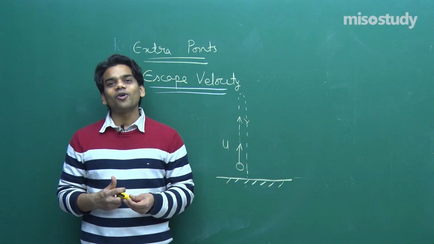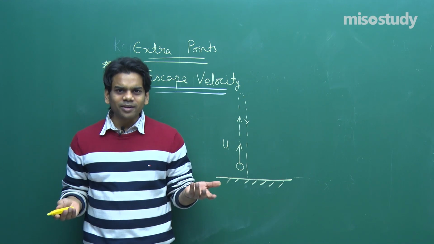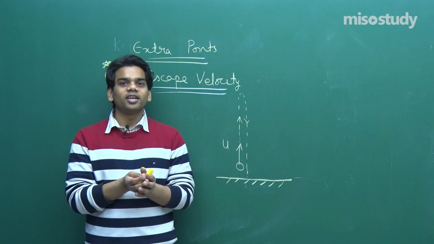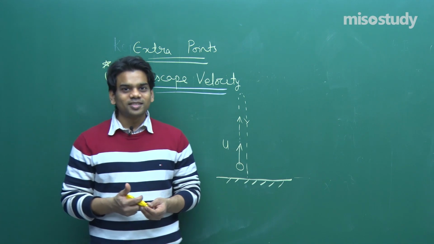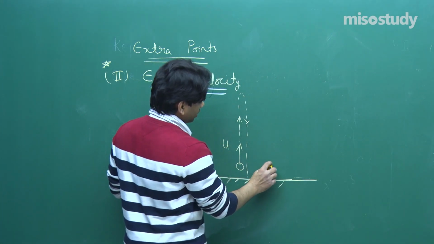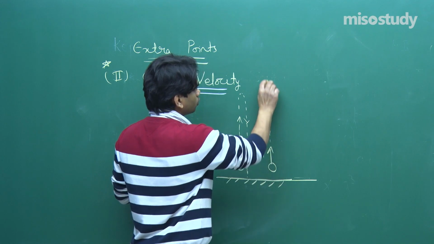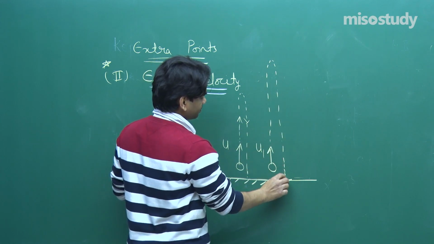Now, second thing, what if I give more speed? In that case, more height will be traversed by the object. You see here, I gave more speed, it went through more height, and it came back to me. So if I increase the speed, say to u1, it will go through more height, but again it will come back.